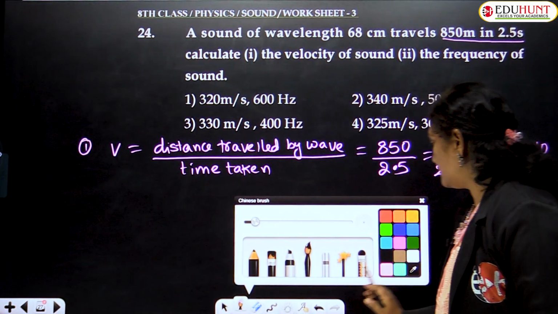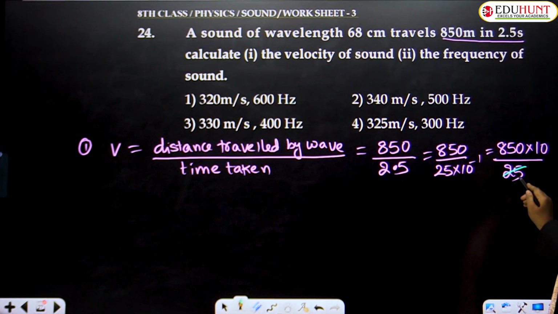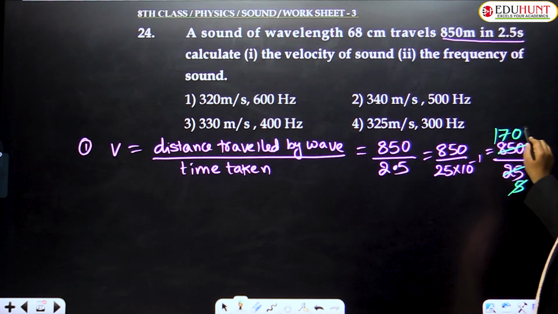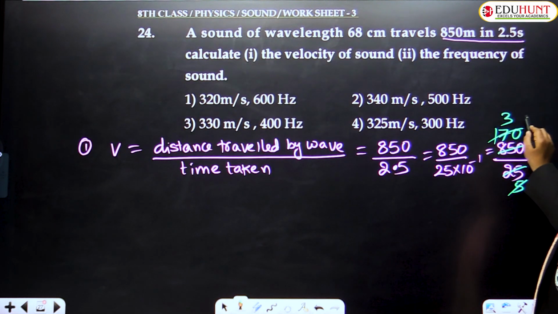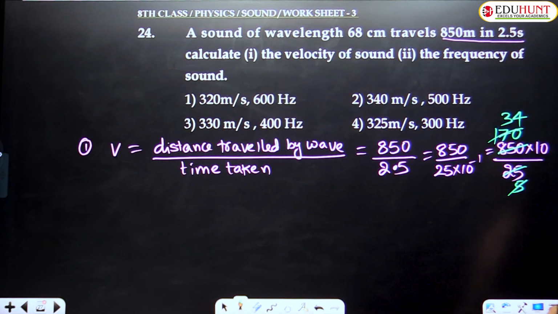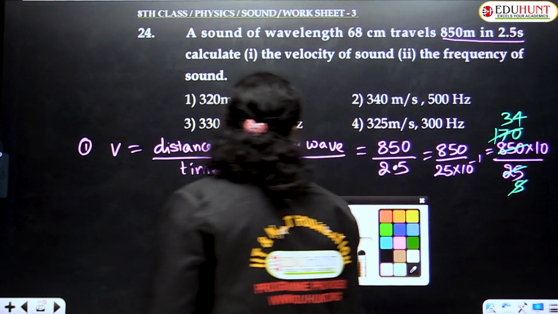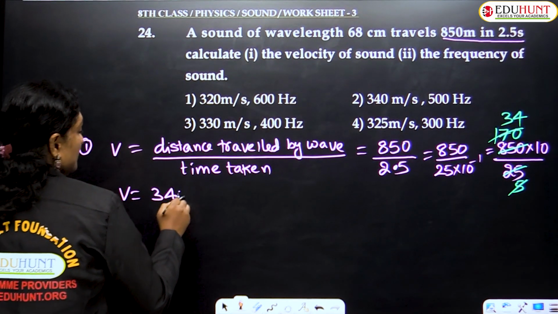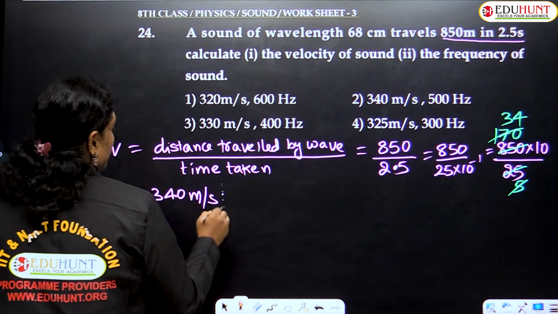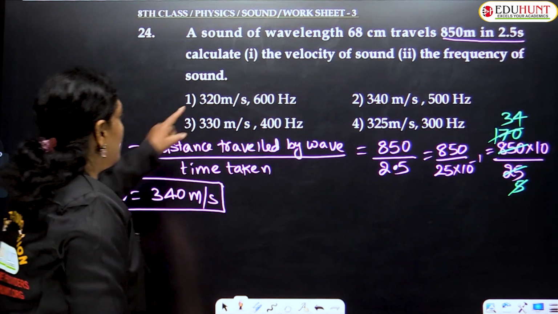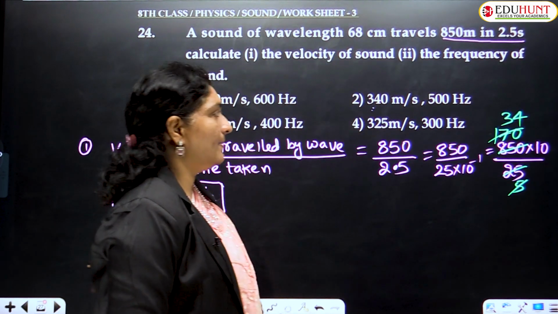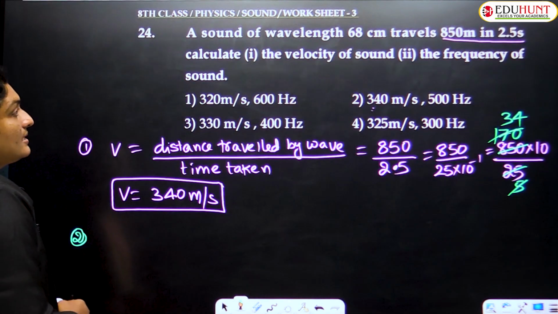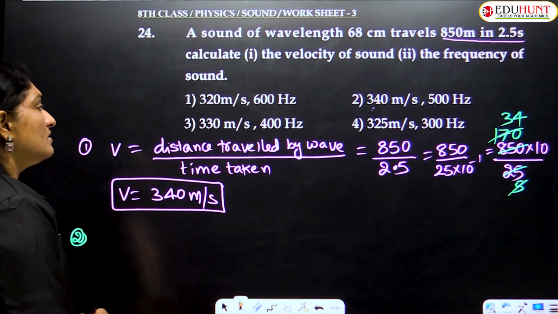So let us now try to simplify the same. This goes 5 times, here 5 sevens are 35, and here again 5 threes are 15, 5 fours are 20. So 34 into 10. Hence the velocity of the wave is found to be 34 into 10, that is 340 meter per second. So the first answer must be 340 meter per second. But let us also find the second answer. We are also asked to find the frequency.